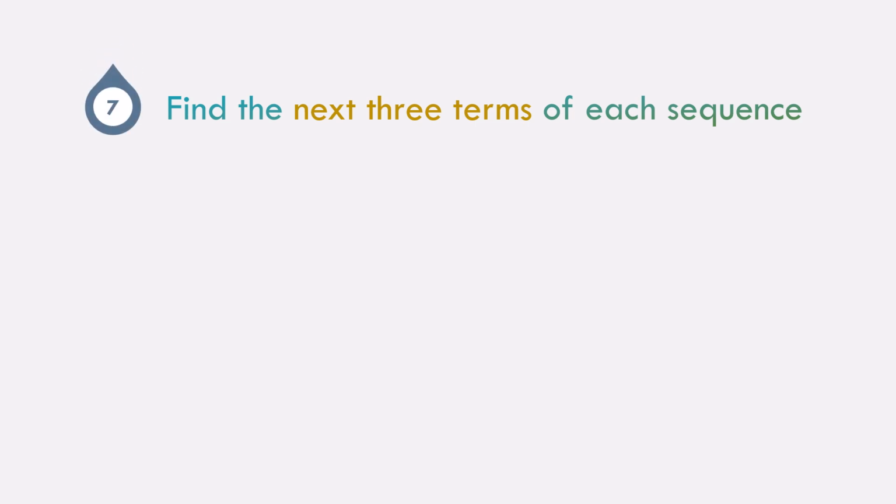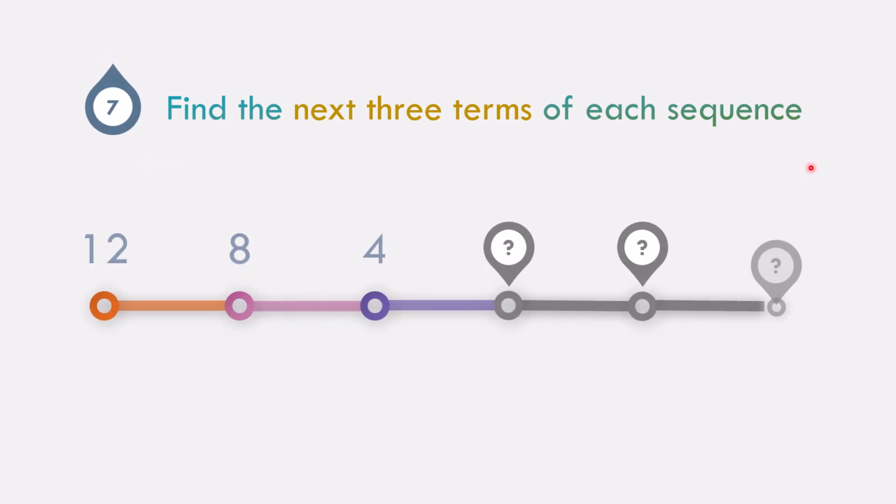In example number 7, let us find the next three terms of each sequence. We have 12, 8, and 4. So let us see what could be the pattern. From 12 up to 8, we need to subtract 4. So 12 minus 4 is equal to 8. 8 minus 4 is equal to 4.